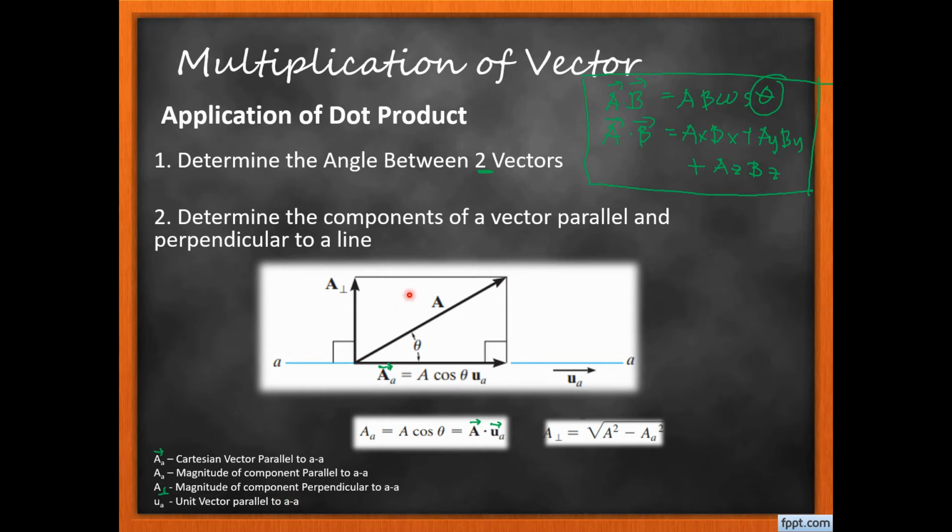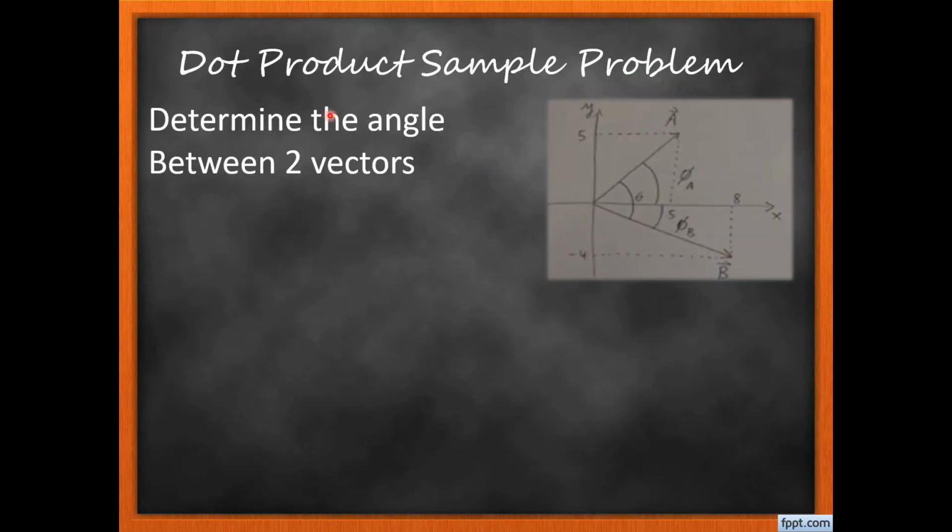So, paano natin i-apply yan? So, para maintindihan natin, tingnan natin sa example. Okay, so unahin natin yung simple application ng ating dot product. Sabi yan, it is used to determine the angle between two vectors. So tandaan lang natin yung formula natin, yung A dot B natin is equal yan sa AB cosine theta.